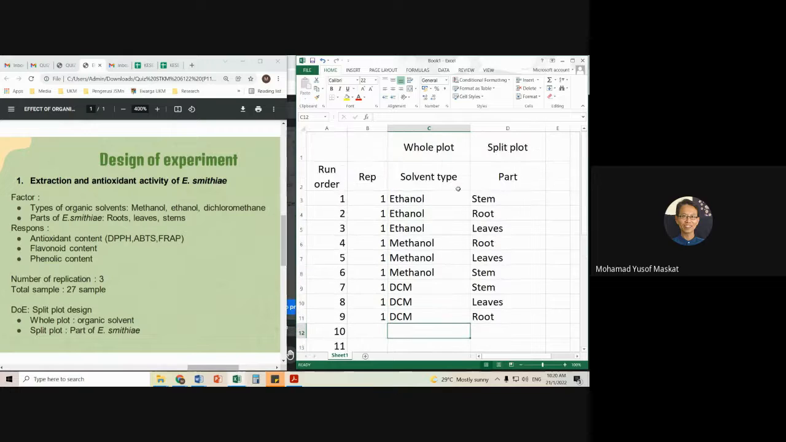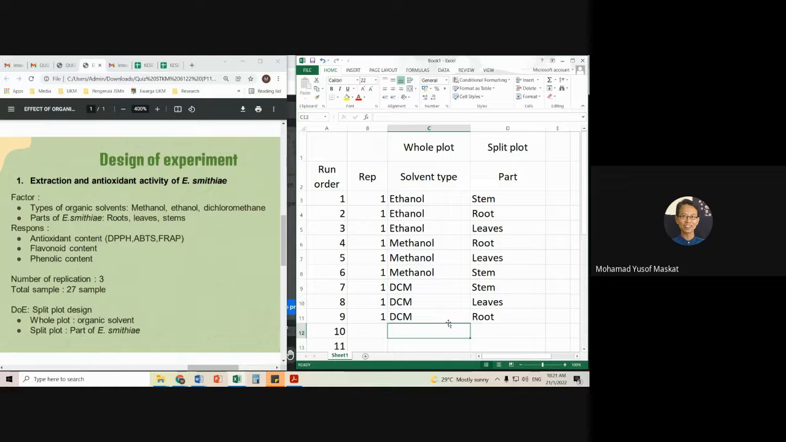So for ethanol, maybe she has to do it under the fume hood or etc. I'm not sure. But manipulation of the solvent will be easier because you only have to handle ethanol once, and you do it for all the different parts. And then you handle methanol, and then you do it for all the different parts.